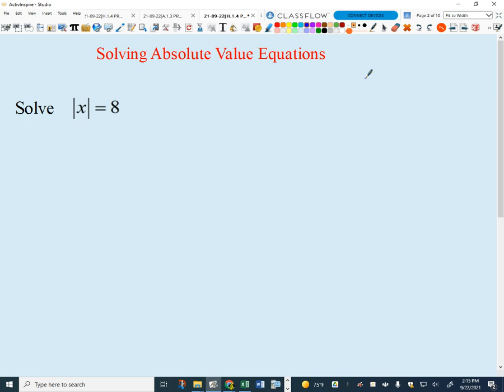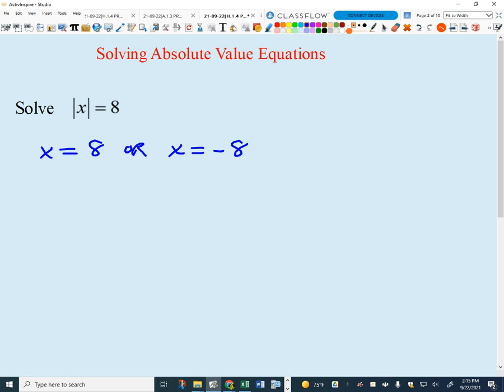Okay, so that's a correct solution. We know that x equals 8 is a solution. Is there another solution? What do you think? Yeah. x equals 8 or x equals negative 8. Okay.